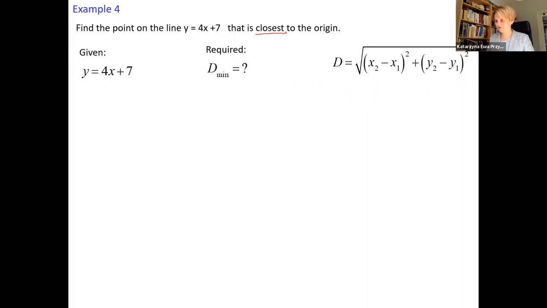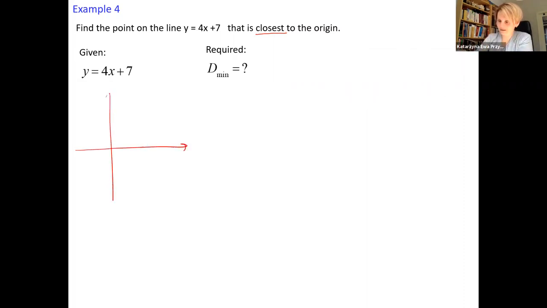Okay, I would like to draw it. The line is 4x plus 7. This is 7, and this will be negative 7 over 4. A little bit too small, but okay. And we do have the origin, and we would like to find that point, x and y.